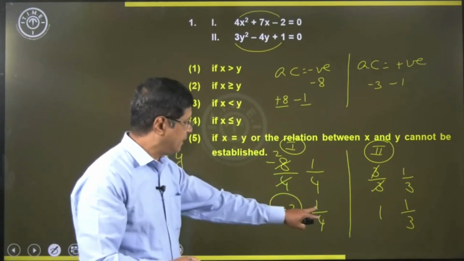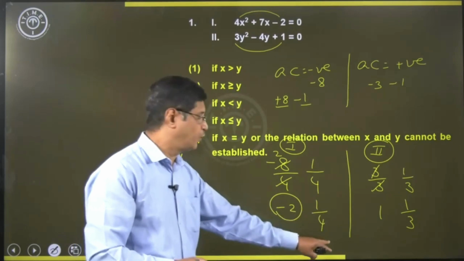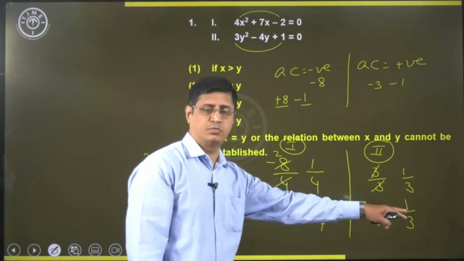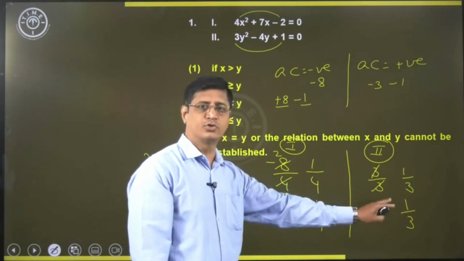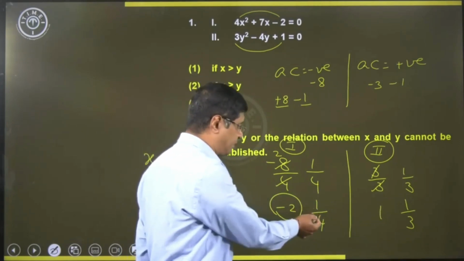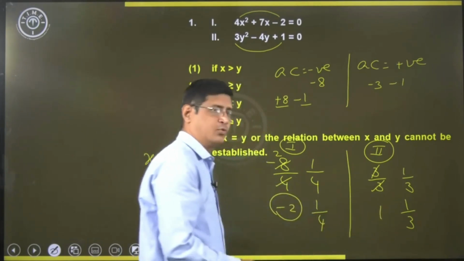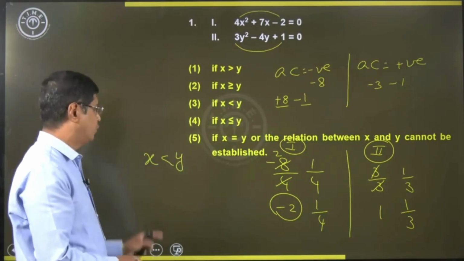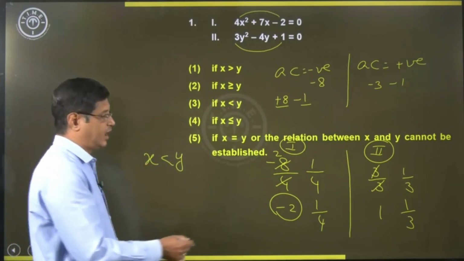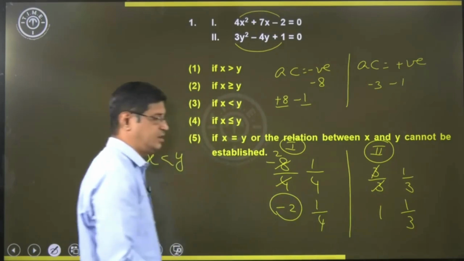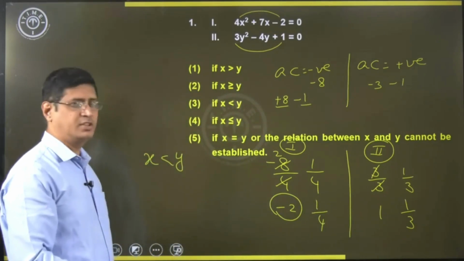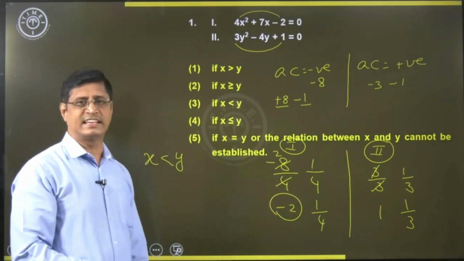Now look at 1 by 4, compare with the other values. What are the other values? 1 and 1 by 3. 1 by 4 is less than 1. And 1 by 4 and 1 by 3, if you observe, 1 by 4 is less than 1 by 3.